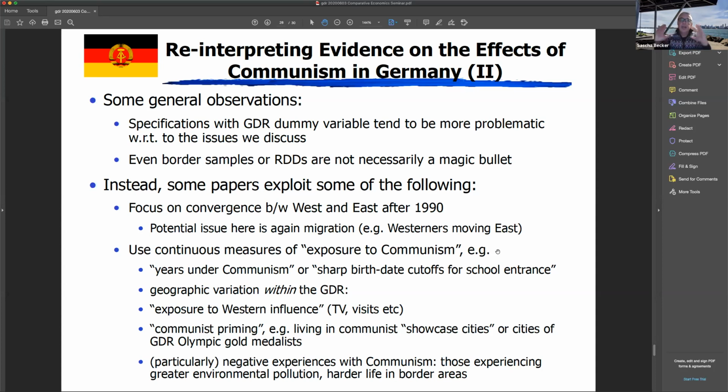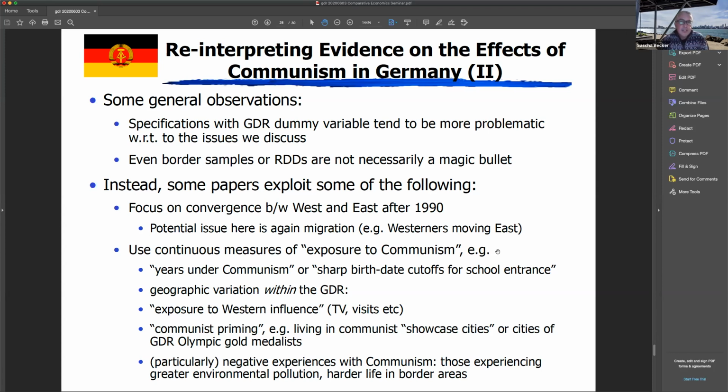So not to say, okay, GDR, but communism may have been differentially strong, or the experience of communism may have been more positive or negative for certain people, and draw some insight from that. So what people have done is, for instance, use exposure to Western influence, where TV coverage, radio coverage, visits from Westerners to the East.